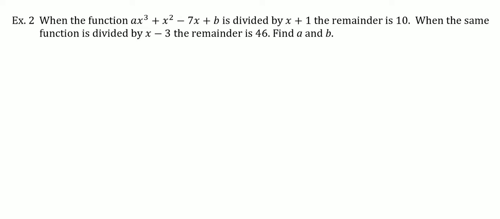Okay, so when the function a at x cubed plus x squared minus 7x plus b is divided by x plus 1, the remainder is 10. When the same function is divided by x minus 3, the remainder is 46. Find a and b. Anybody have any idea about like how we might be able to start this or what maybe we can do?